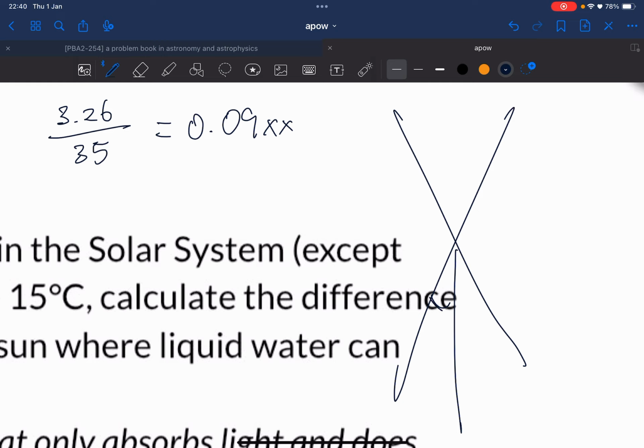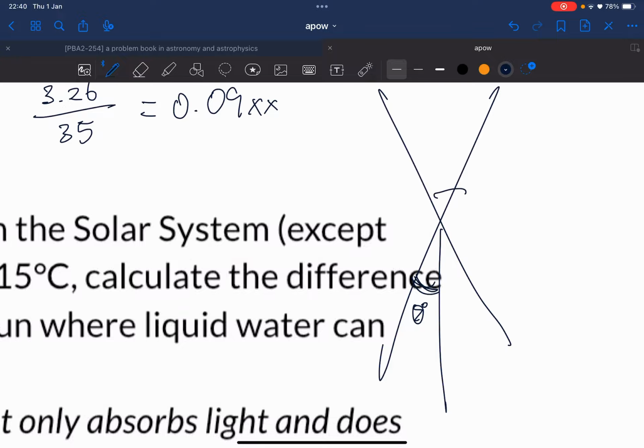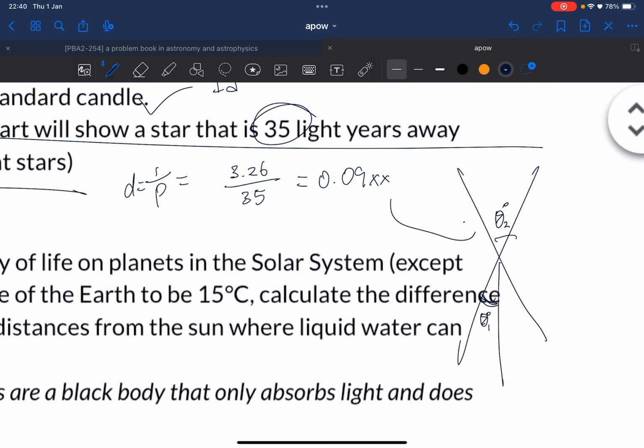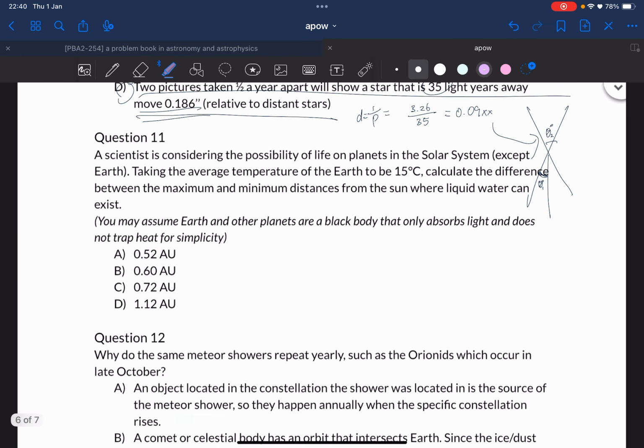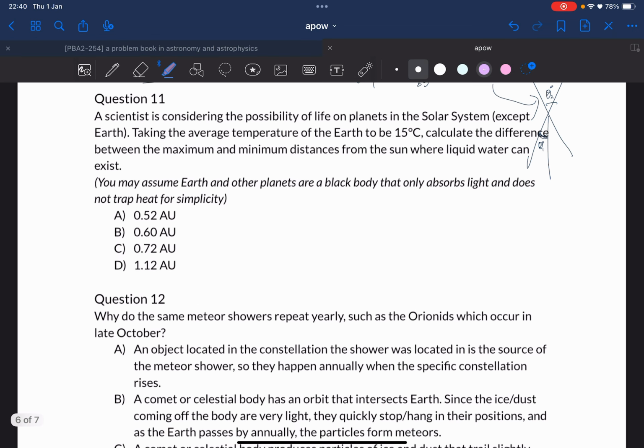Parallax is half the angle, so it's this theta here. But when they say move, what they're finding is this angle, so it's like T2. And in this case, T2 is in fact twice of this. Therefore, this is correct. So given that A, C, and D are all true and B is untrue, the answer is B.